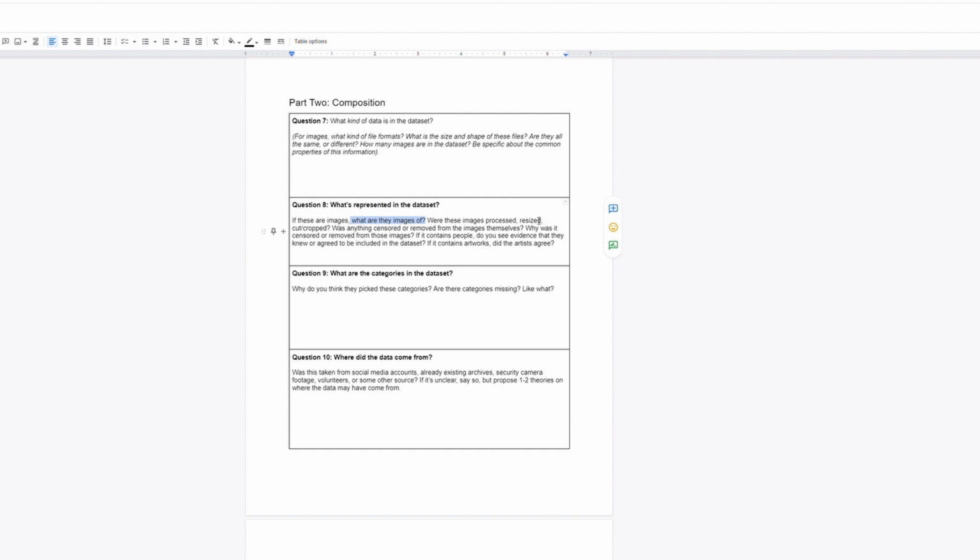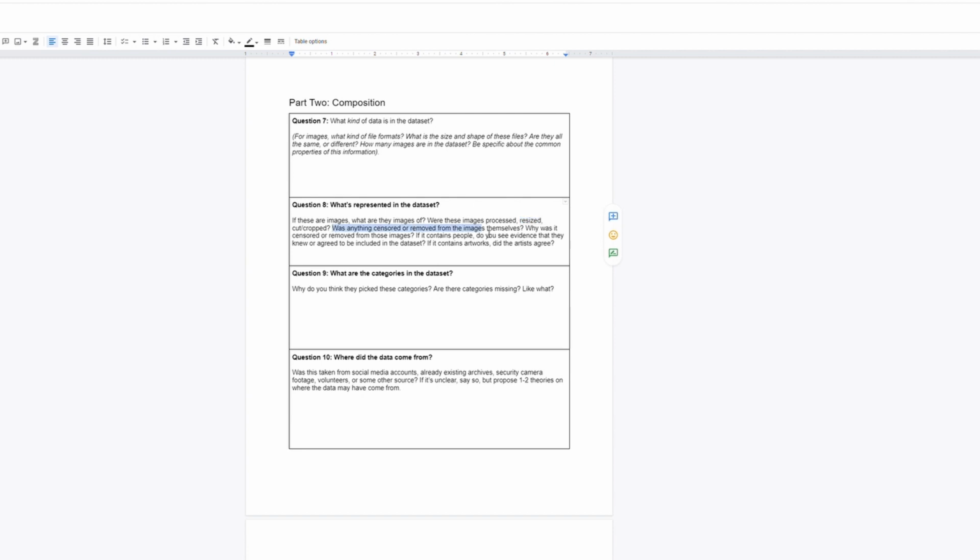If they're all the same size, we can actually assume they might have been processed or resized, especially if they seem like they're coming from different sources. If there are different sizes represented in the dataset, we could assume that they have not been resized, right? Does this make sense? So think critically about what you're seeing. Think about what those images are and how they got to be that way. That's kind of the ultimate question here in were these images processed, resized.